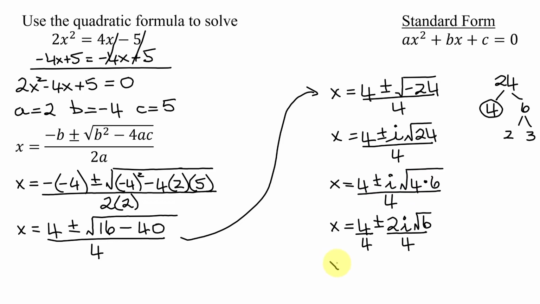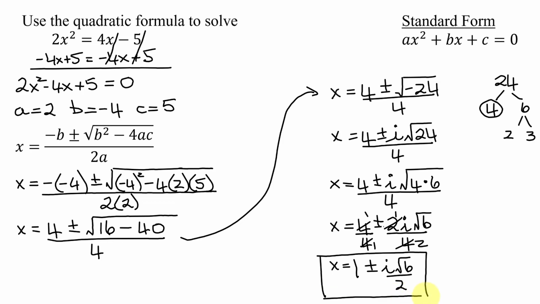And this gives me x equals, in the first term, the 4s reduce. I get 1 over 1, which is 1. Plus or minus, in the second term, I can reduce a 2. 2 goes into 2 one time, 2 goes into 4 twice. So I have 1 times i times the square root of 6, which is i times the square root of 6 divided by 2. So there are my solutions to this quadratic equation.